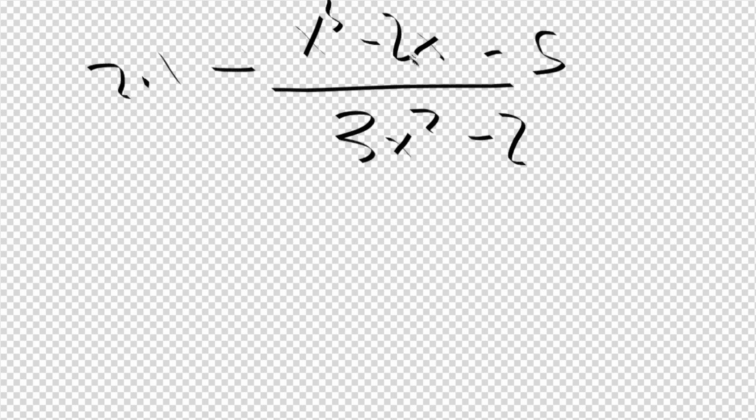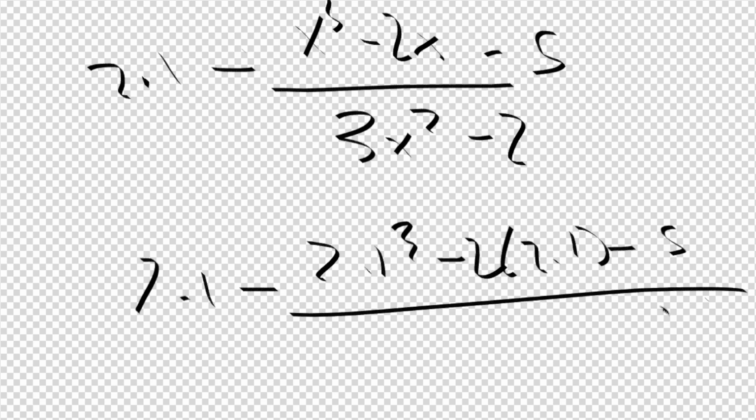So let's do the second guess, which is going to be 2.1 minus the function again, divided by its numerical derivative, which is going to be 3x squared minus 2, and then just plug in the values. So 2.1 minus 2.1 cubed minus 2 times 2.1 minus 5, over 3 times 2.1 squared minus 2.